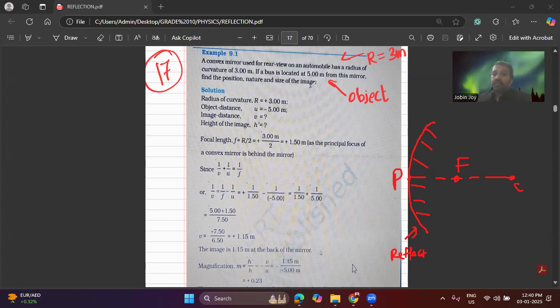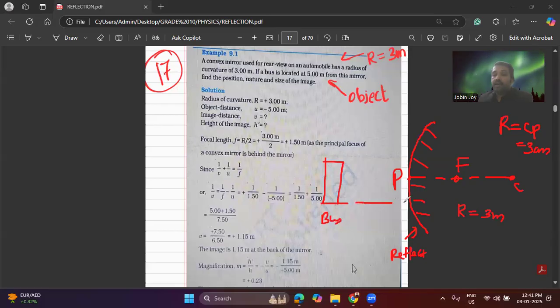A convex mirror used for rear view on an automobile has a radius of curvature. Radius of curvature means CP. R is equal to CP, which is 3 meter. If a bus is located at 5 meter from this mirror, so a bus is here like this, at a distance of 5 meter. That means the bus is the object.